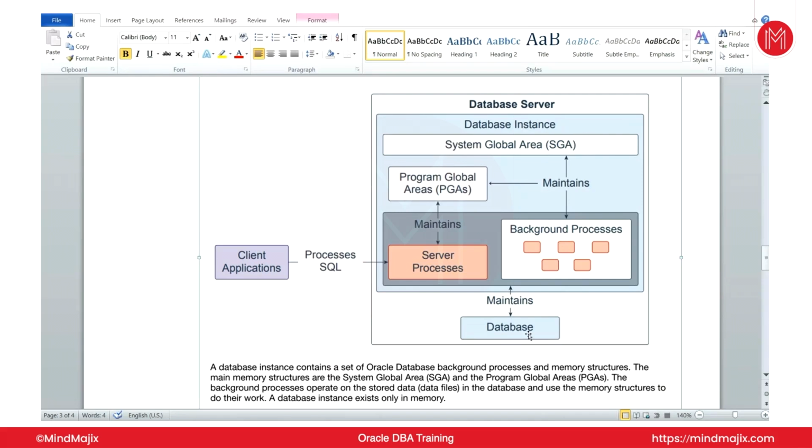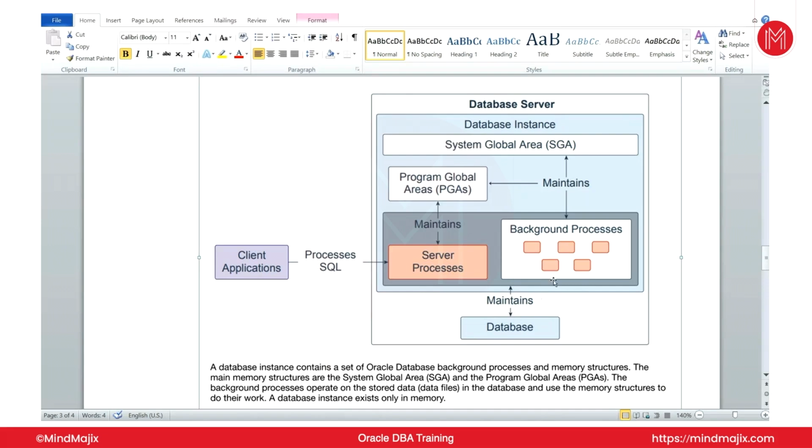Okay. It reads the data from here. It keeps it in the buffer cache as well as the stream pool. So your data pump stuff is kept in the stream pool here. Okay. So it is done by server process. Yes.